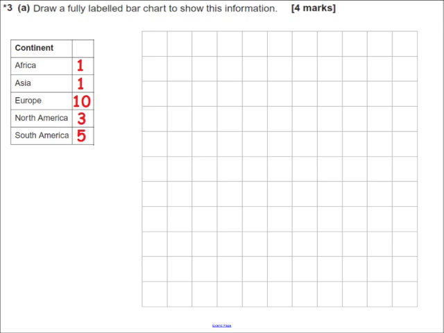Question 3a asks us to draw a fully labelled bar chart to show this information, and it's worth a whole 4 marks, so there are lots of things to think about. From our original question we have the continents and the frequency counts, so generally frequency will go on the y-axis and the continents as the bars across the x-axis. In true Blue Peter tradition, here's one I prepared earlier.